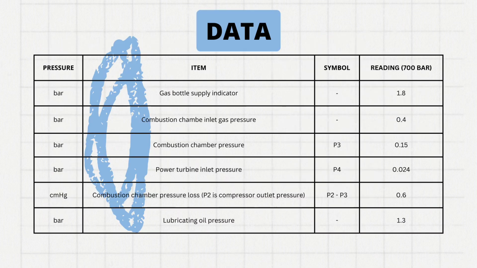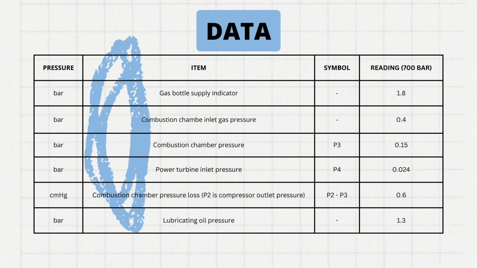Next, as shown at the screen, this is the data that we got from the experiment. First, pressure measurement. We got reading only up to 700 bar. As shown, gas bottle supply indicator is 1.8 bar. Combustion chamber inlet gas pressure is 0.4 bar. Combustion chamber pressure is 0.15 bar.